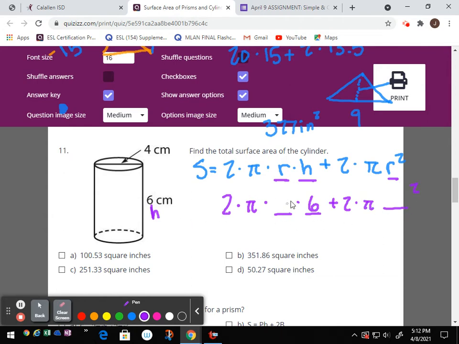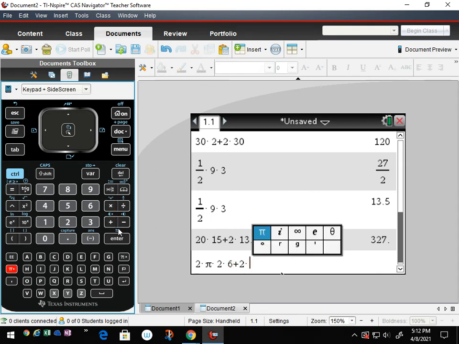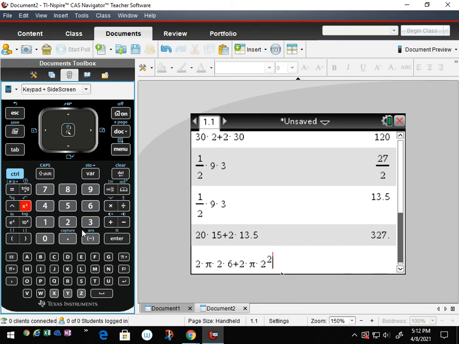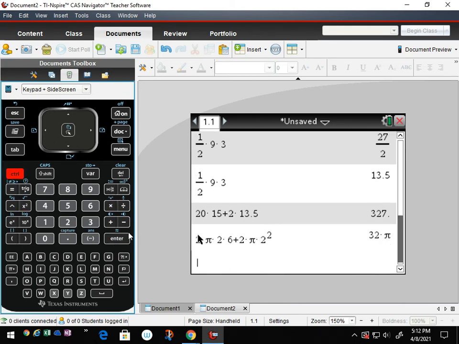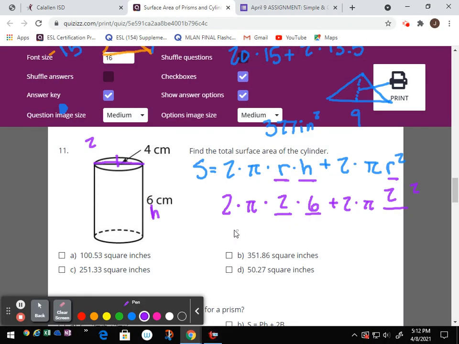Now we need to find our radius. 4 is the line going from side to side, so half of our diameter is our radius. Half of 4 is 2, so we're going to put 2 for our r's. That's it. Now we plug it into the calculator: 2 times pi times 2 times 6 plus 2 times pi times 2 squared, which is 100.5.